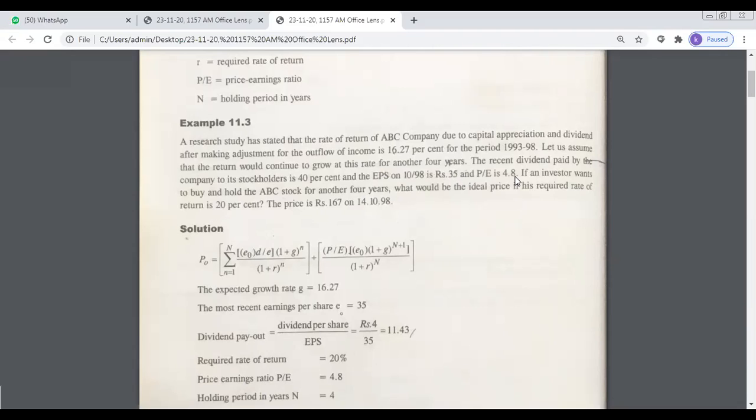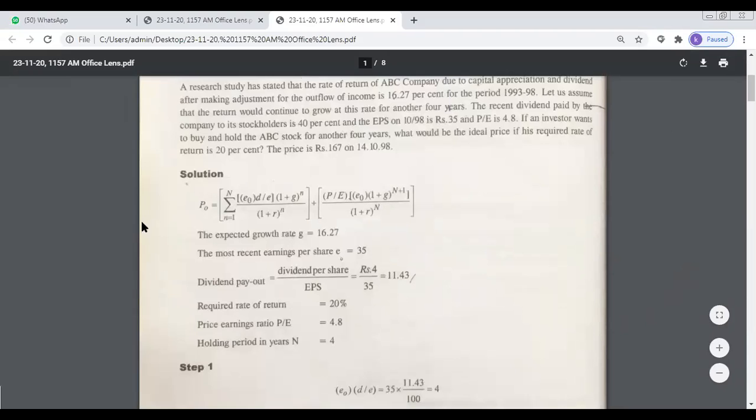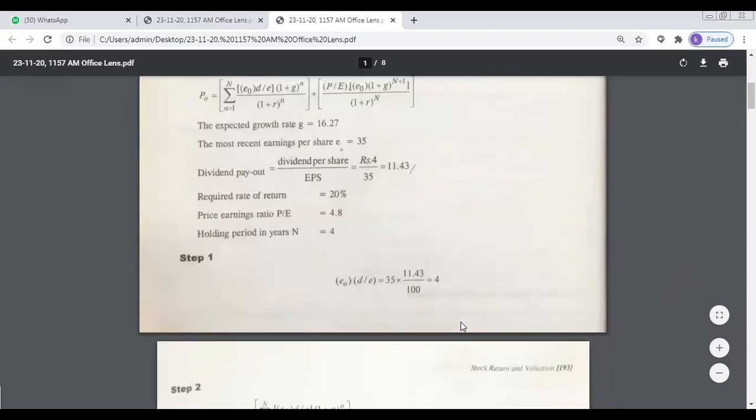The holding period: I have to hold the share for a minimum of 4 years. I think somewhere it is mentioned here. Yes, I want to hold the stock for the next 4 years, which is greater than 1. So in that case, naturally I have to employ the multiple year holding period formula. Once I start using it, the first step is to solve this part. Can you see this? I'm just solving one part of the main bracket, E naught D by E.